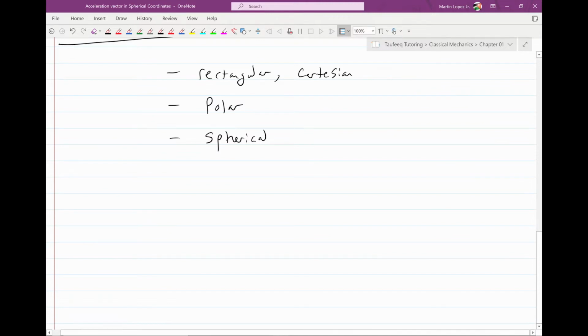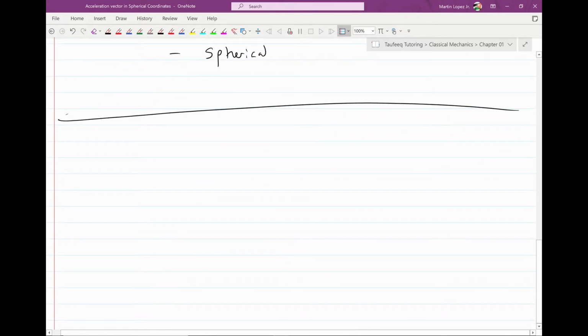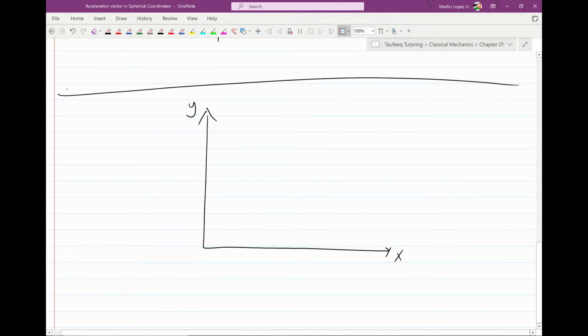Now let's dive into how to represent the position vector as a function of time in the rectangular coordinate system. Okay, so we're going to start off in 2D, where we just have a normal graph. And in this graph, the coordinate system is x and y. And we have two unit vectors in this coordinate system, x hat and y hat.